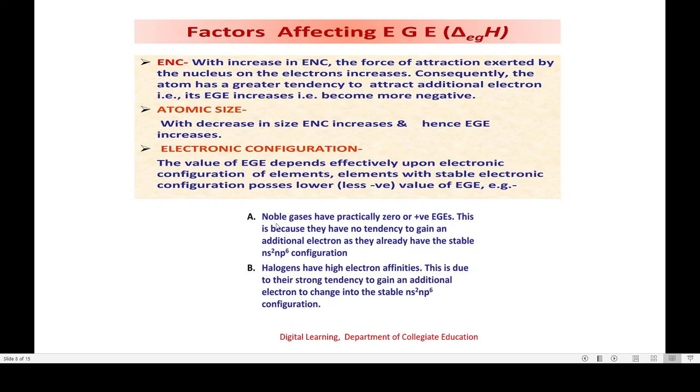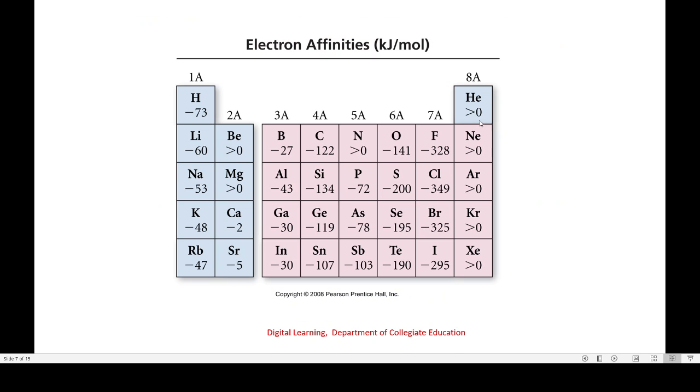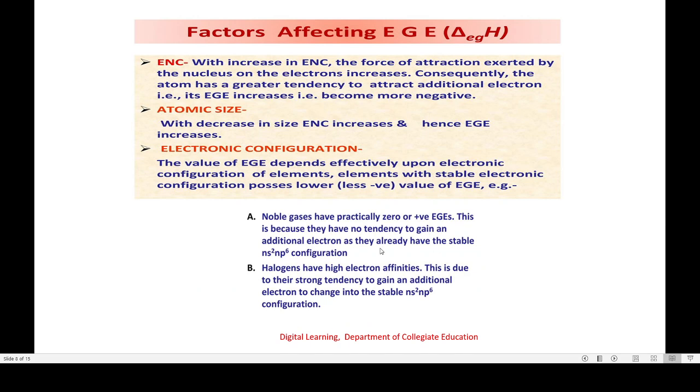For example, when we take the noble gases, they have almost practically zero or positive electron gain enthalpy. So these are the noble gases helium, neon, argon, krypton and xenon. And when we look at the electron gain enthalpy, it is almost zero. The reason is that they have no tendency to gain an additional electron as they already have the stable ns2 np6 configuration.